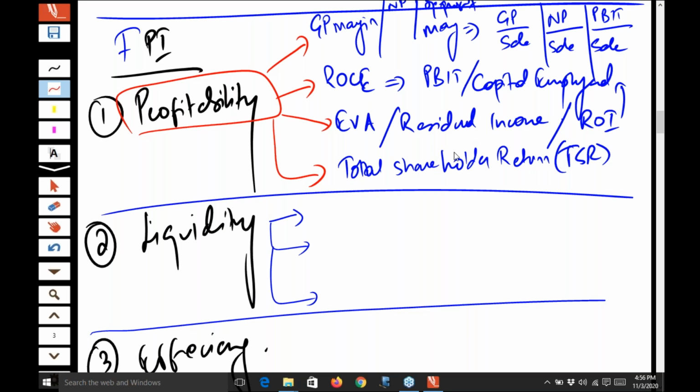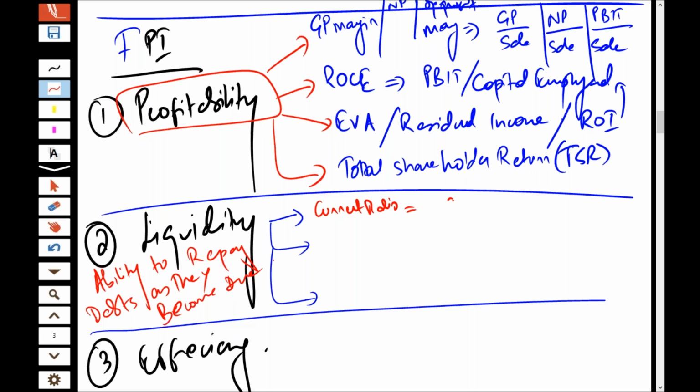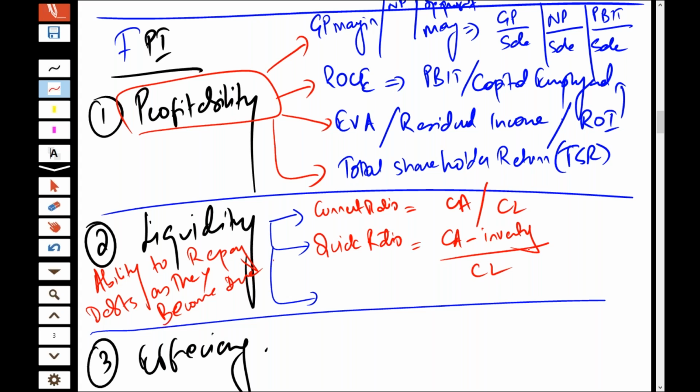Okay, now, amongst the suggestions that I've got, let me first tell you, liquidity measures the ability to repay debts as they become due. One of them is the current ratio, which is simply the current assets divided by the current liability. There's another one termed the quick ratio, which is current assets less inventory divided by the current liability.